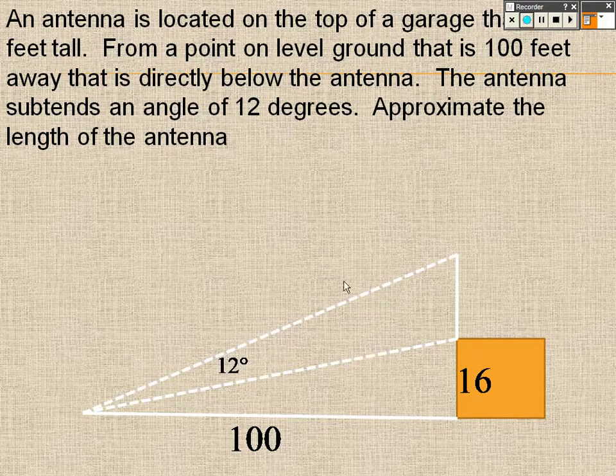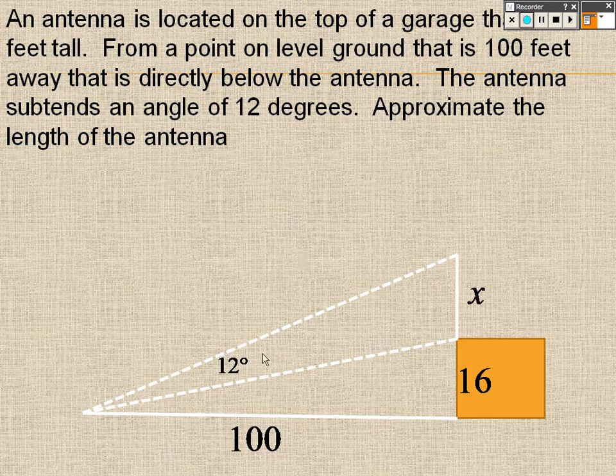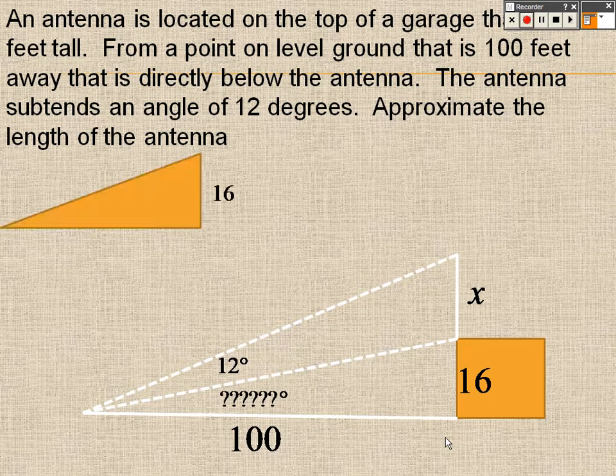So I know the antenna subtends an angle, so that's why this is 12 degrees here. And we want to figure out what that is. At 12 degrees, it subtends means that it's right in there. So I can find out the whole thing if I make the whole big thing a triangle, because I know that the small triangle is 16. I know the bottom is 100, and I just want to find out what that angle is.